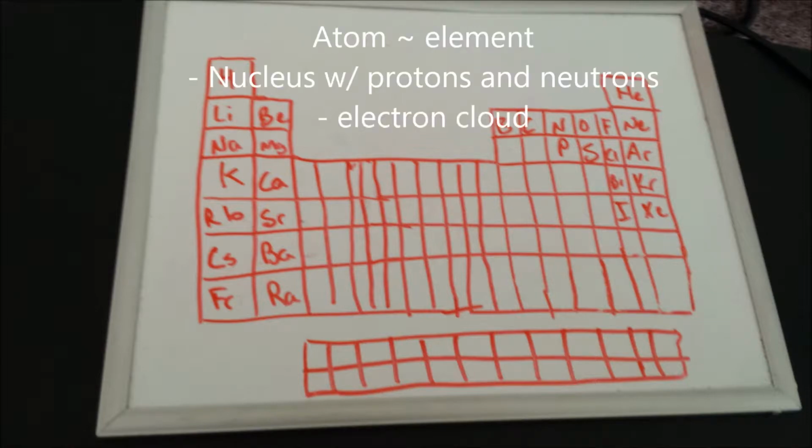Now, an atom is pretty much an element. More specifically, though, they are composed of protons and neutrons in the nucleus, protons being positively charged and neutrons having no charge or neutral charge. And then they're surrounded by an electron cloud. We'll get more into that later on, but for now, just know electrons are negatively charged. They're outside of the nucleus. Protons and neutrons are actually in the nucleus itself.